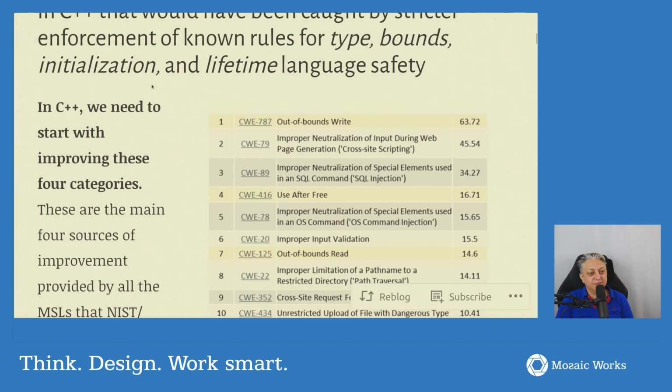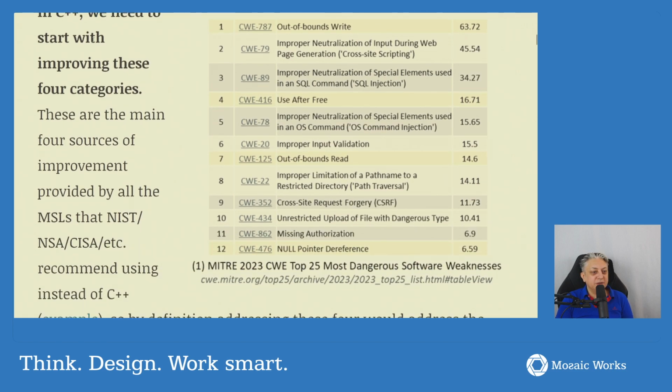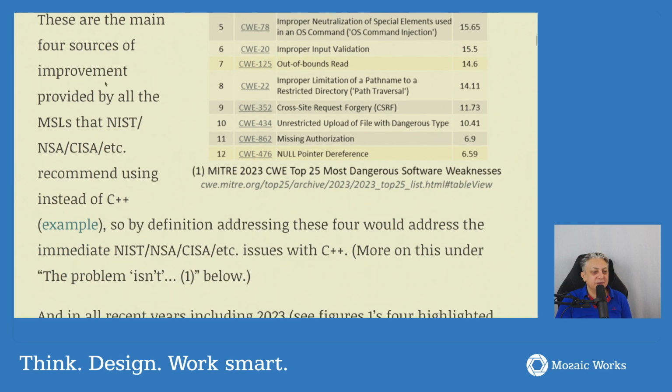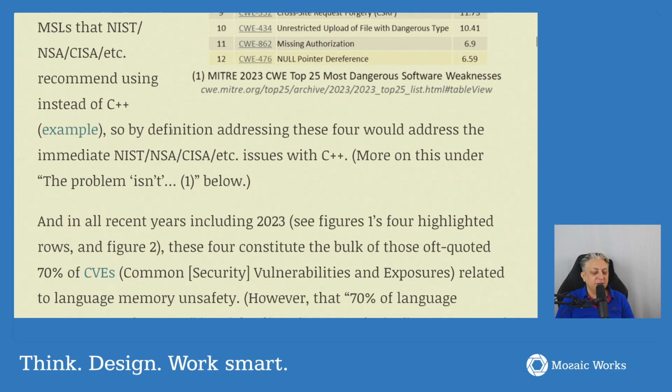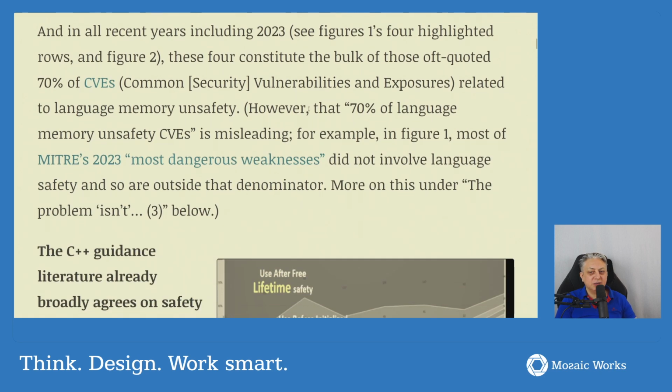And enforced. In C++, we need to start with improving these four categories. These are the main four sources of improvement provided by all the memory safe languages that NIST, NSA, CISA, etc. recommend using instead of C++. So by definition, addressing these four would address the immediate NIST, NSA, CISA issues with C++. And in all recent years, including 2023, these four constitute the bulk of those oft-quoted 70% of common security vulnerabilities and exposures related to language memory safety.